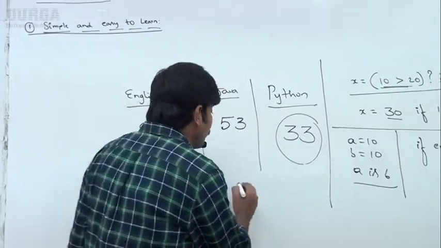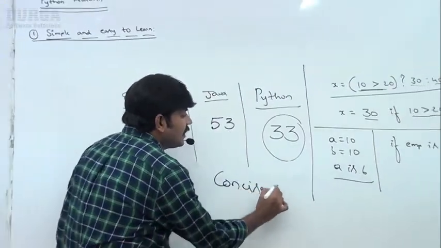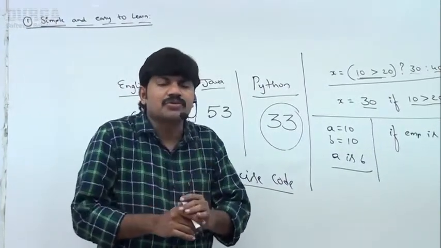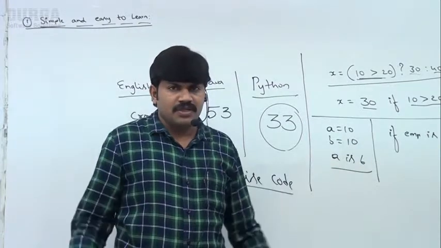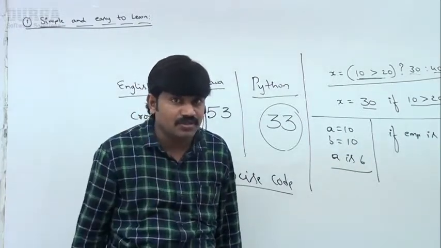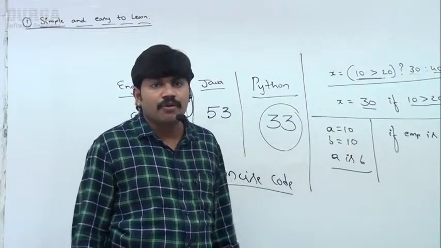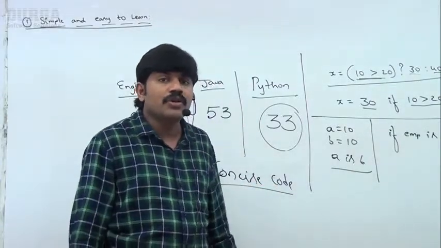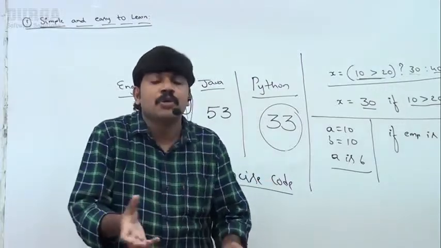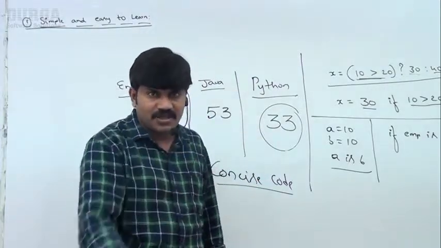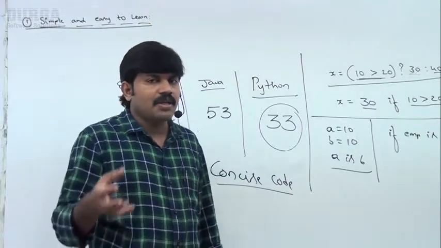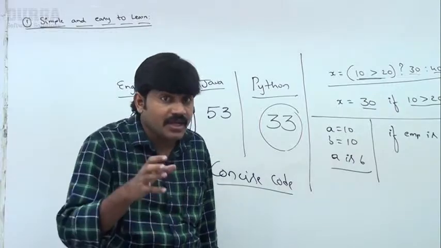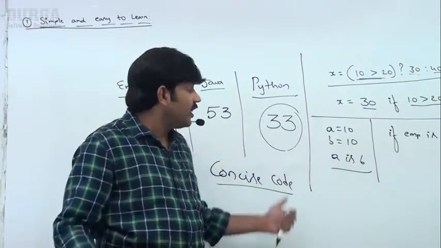Next, another biggest specialty of Python is concise code. What is the meaning of concise code? It is less code, so we can do big activities with very few lines of code. Because of that, the biggest advantage is that we can reduce development time and reduce the cost of the application. Development time is reduced and the cost of project development comes down, which is very critical and essential to the client.